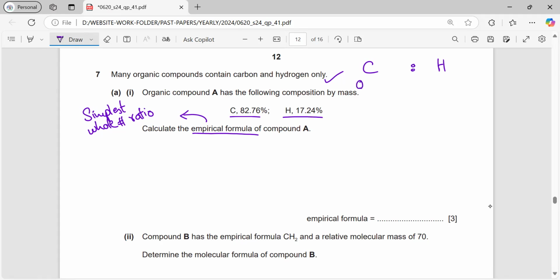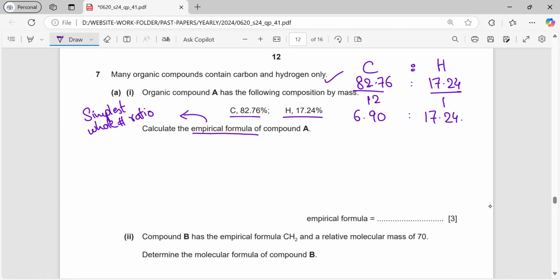Carbon will be 82.76 and hydrogen is 17.24. We'll divide both of them by their atomic masses. So carbon atomic mass is 12 and hydrogen atomic mass is 1, which makes carbon 6.90 and hydrogen 17.24.